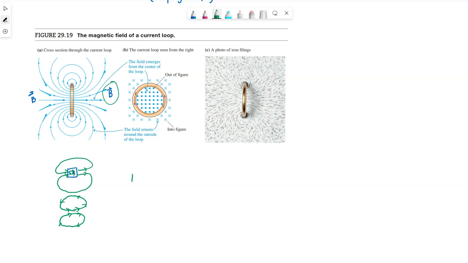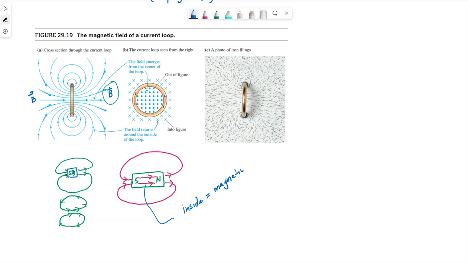When we have a bar magnet, I'm going to draw it bigger, south to north, and we talk about the magnetic field looping around and continuing inside, south to north, exiting the North Pole, coming back in at the South Pole. The inside portion, so inside, we call this a magnetic dipole moment.